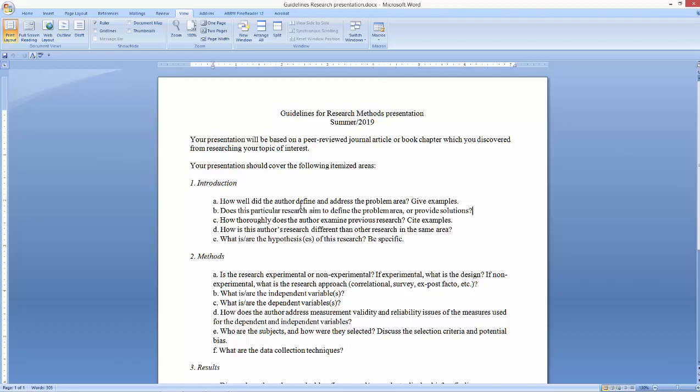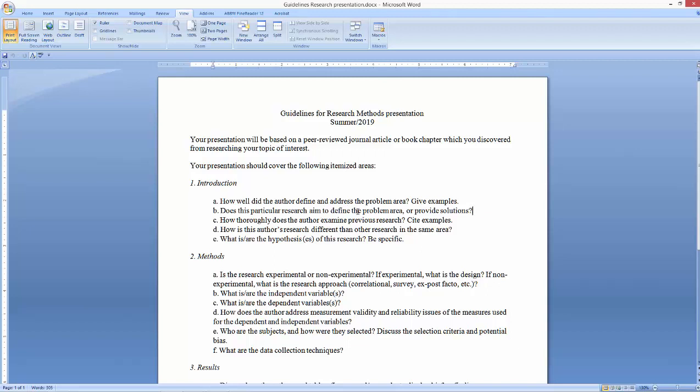operationalized. And if you'll remember from our discussion of research, any area has to be operationalized so that any part of that can then be targeted for measurement, for some form of observation. So how well does the author define and address the problem area that they are researching?